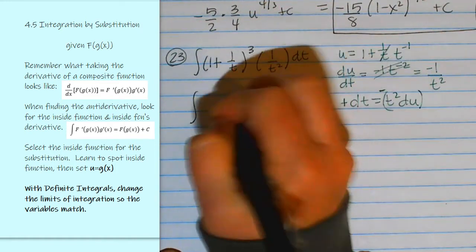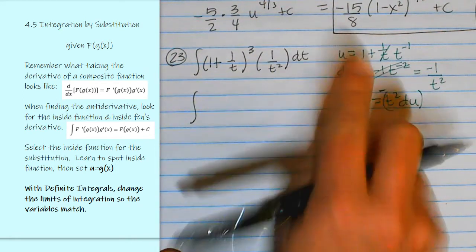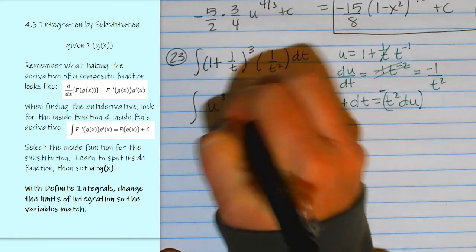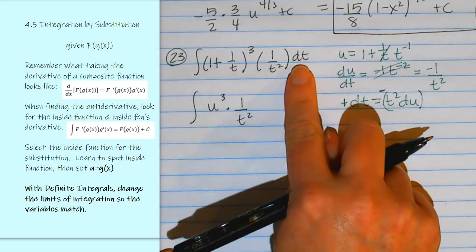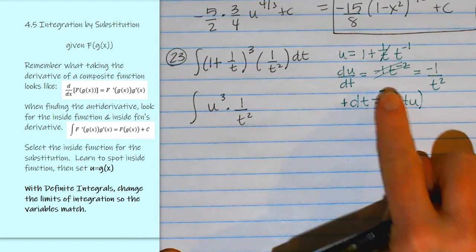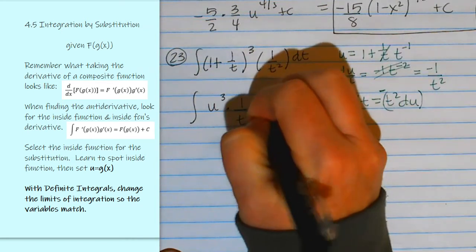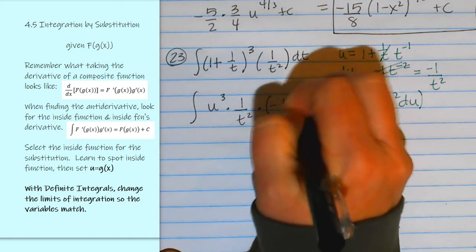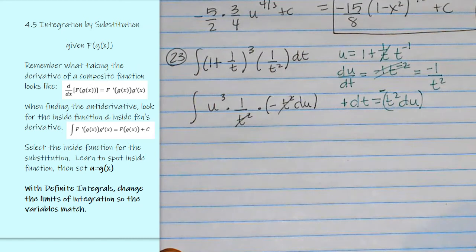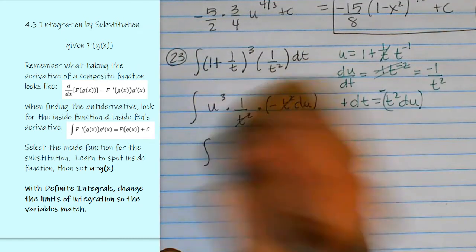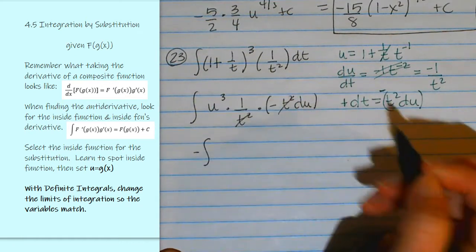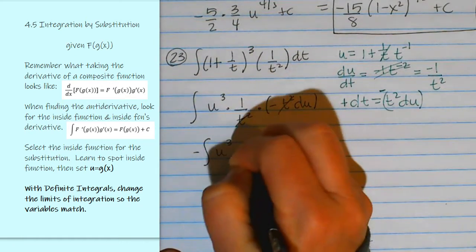The integral of (1 plus 1 over t) is u cubed, times 1 over t squared. Instead of dt, I'm going to write negative t squared du, so times negative t squared du, and then the t squared is in the top and in the bottom, and they cancel. One more time, I'm going to rewrite it just so I don't get lost in all the crossing out of stuff. So I have negative in the outside, u cubed du.